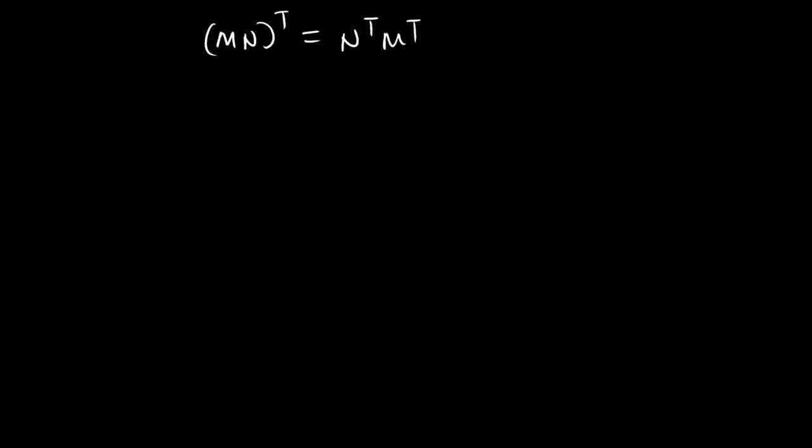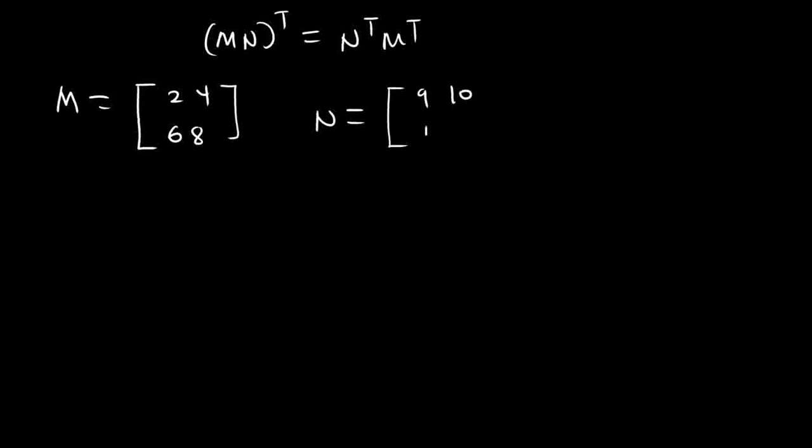So let's take an example. So let's say I have the matrix M given to be 2, 4, 6, and then 8. Okay, and then matrix N given to be 9, 10, 11, and then 12. Okay, so when I find the product of these two matrices and then I find their transpose, it should be the same as what you have on the right hand side here. So let's do that and see.